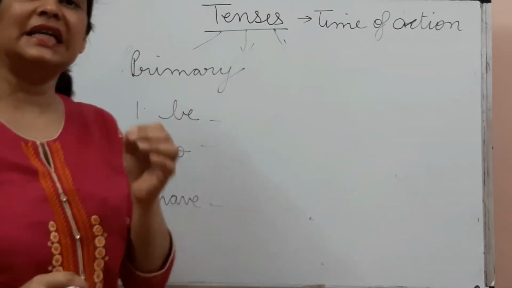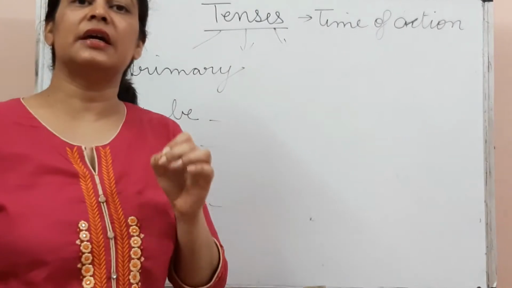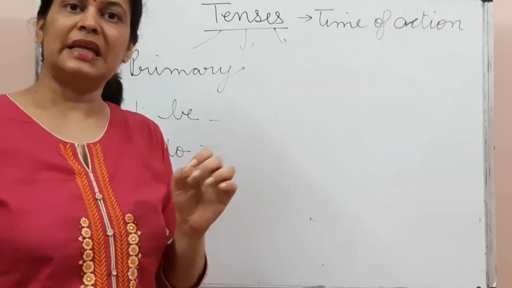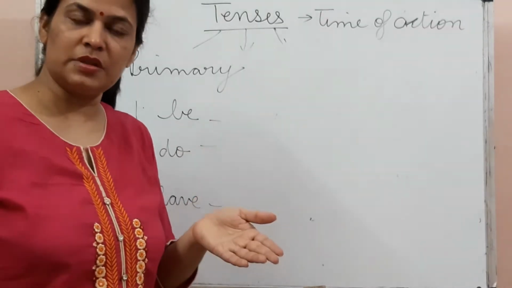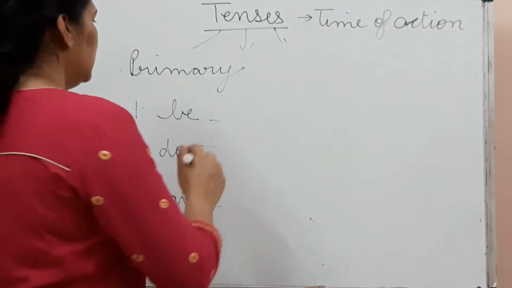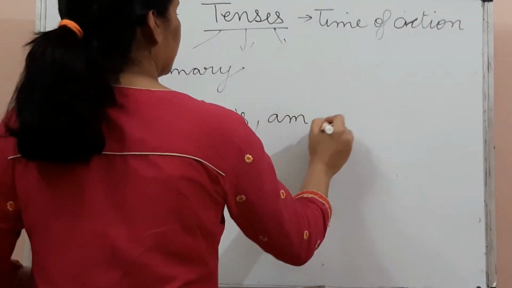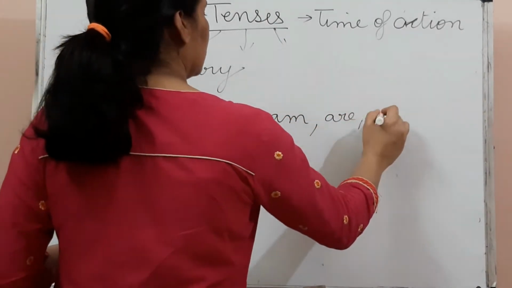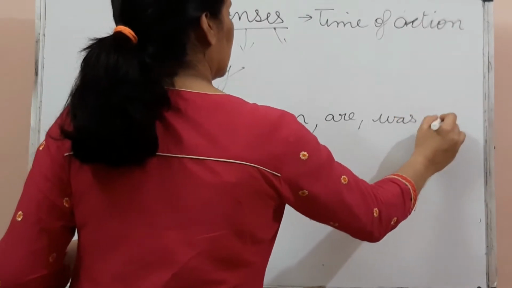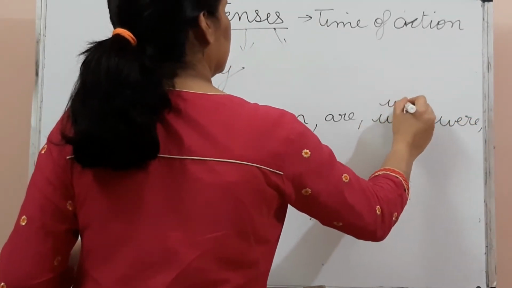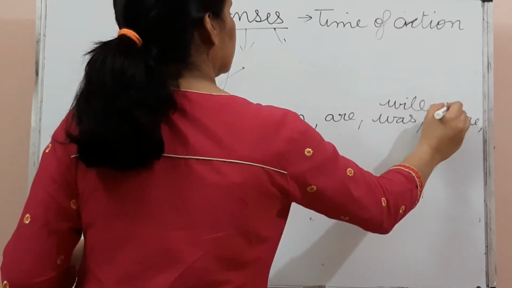So whenever it is given that write the correct form of the verb given, you should remember that be has many forms. What are these many forms? It is is, am, are, was, were, and in future will and shall.